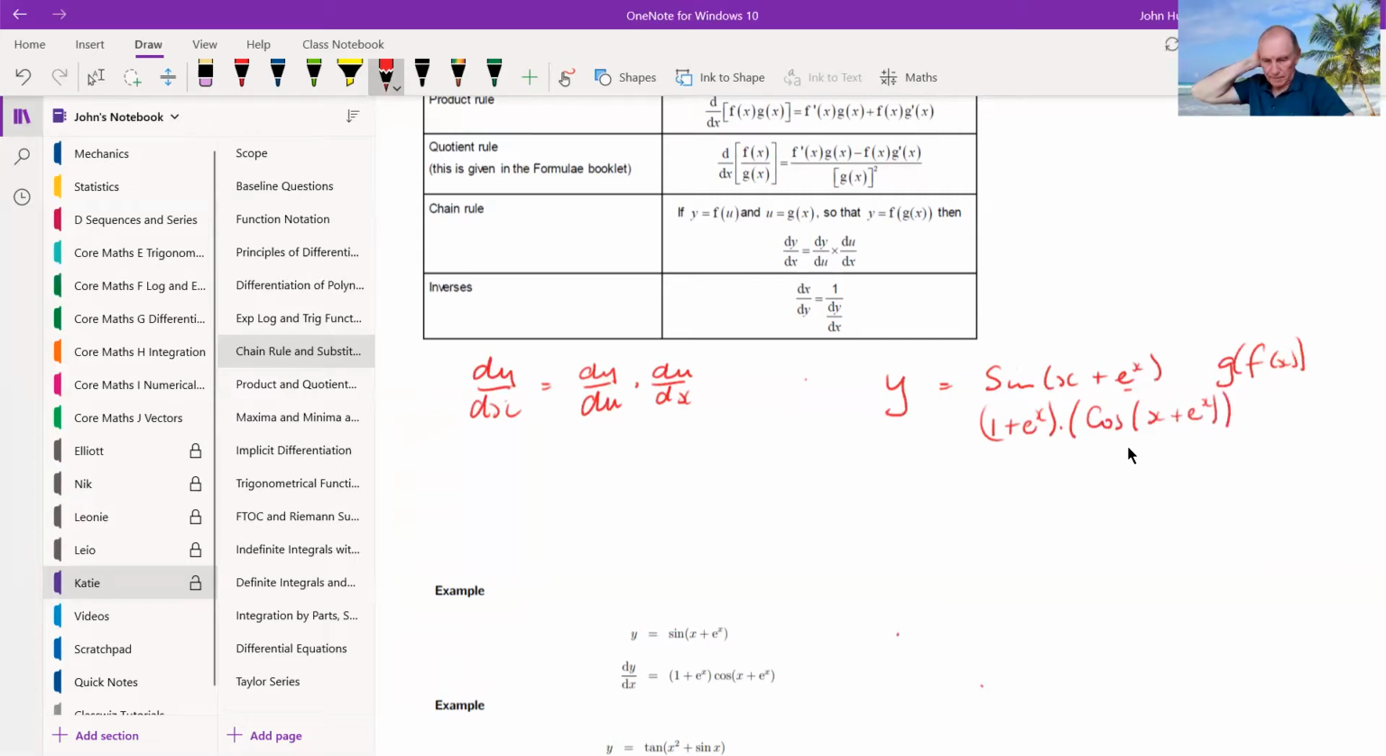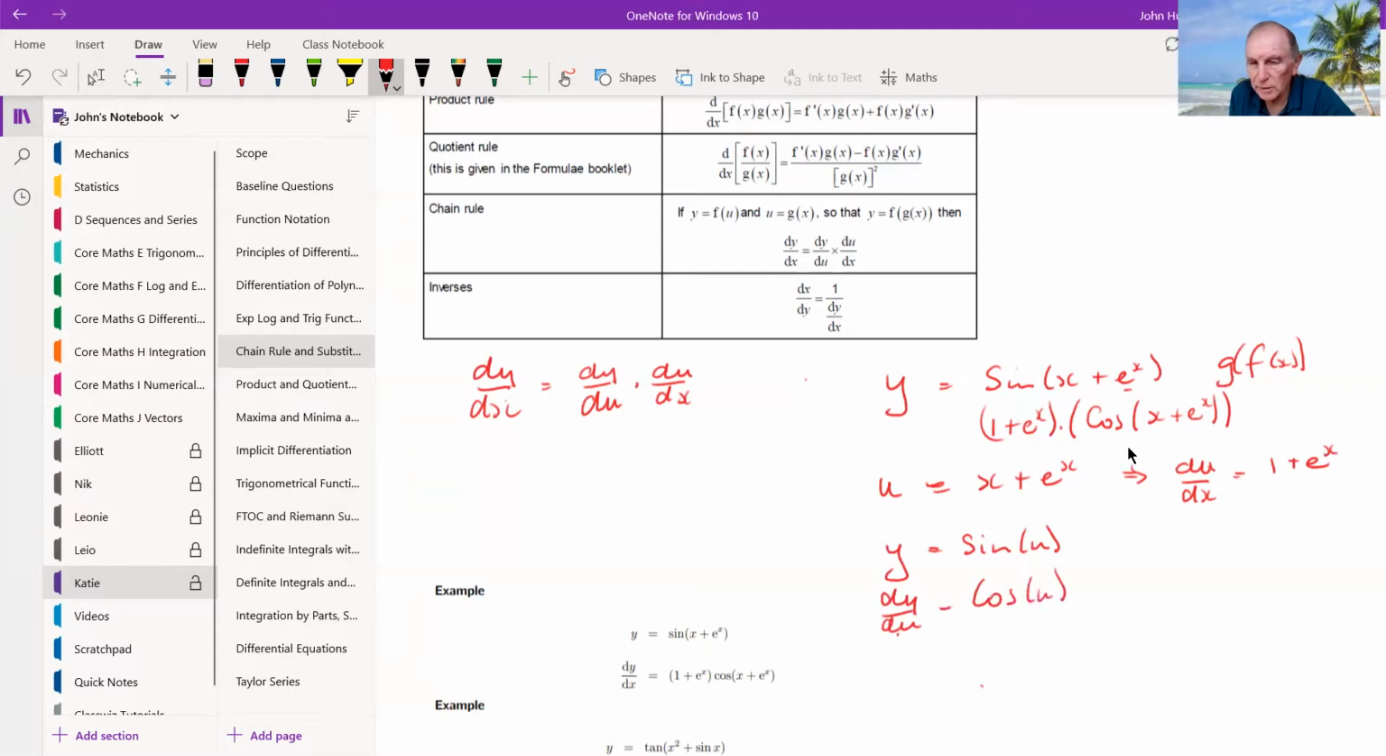Now, that's a nice, easy way of remembering it, I think, but sometimes things are a bit more complicated, and it's quite useful to actually go through the substitution from first principles. So in this example here, if we were to let u equal x plus e to the power of x, then what we would have is du dx equals 1 plus e to the power of x. Okay. So our equation now becomes y equals sine u. So if y equals sine u, then dy du equals cos u, as we've seen.